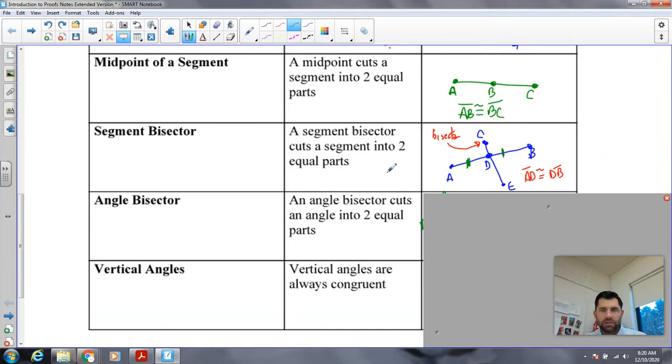So we had a question like this early in the year. Notice it doesn't tell me that these two pieces are congruent, right? So we have to read really carefully which thing is doing the bisecting. That's an important example to clarify.